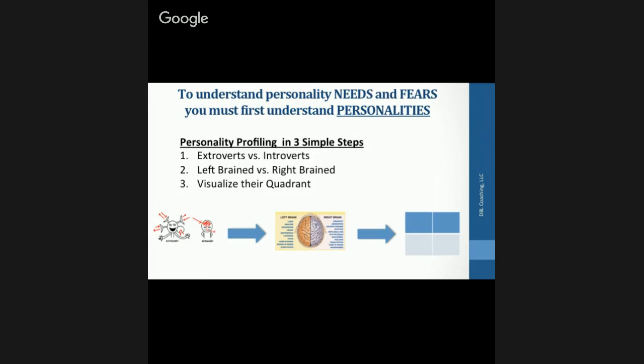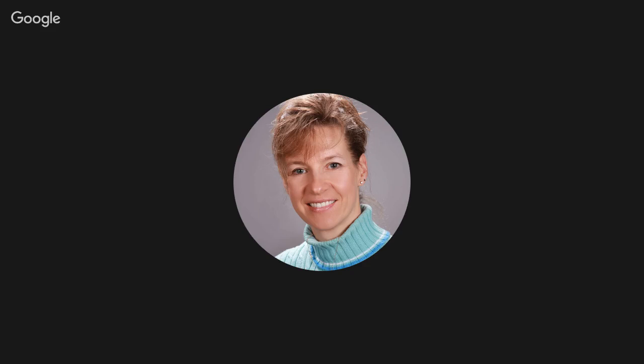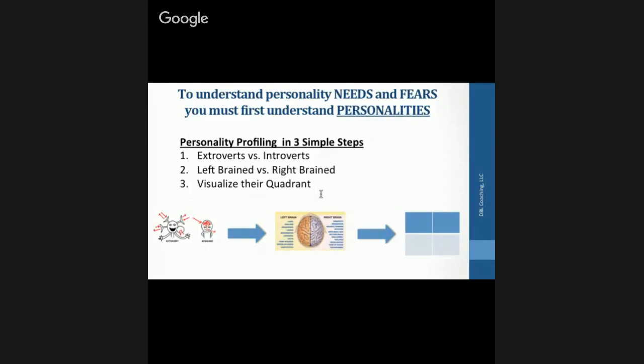And my slides just disappeared again. So when you look at personalities, here's a 3 simple step for personality profiling. You look at extroverts versus introverts. Step 2, you look at, is the person left-brained or right-brained? Step 3, you visualize a table and a place on that table, I call them the 4 quadrants, where you can place that person. So let's talk about step number 1.